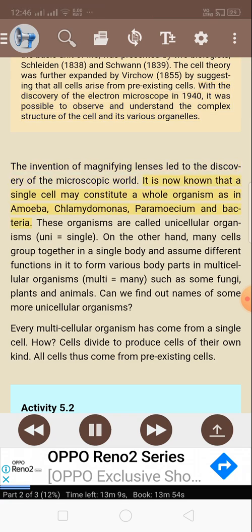It is now known that a single cell may constitute a whole organism, as in amoeba, chlamydomonas, paramecium, and bacteria. These organisms are called unicellular organisms. Uni equals single. On the other hand, many cells group together in a single body and assume different functions in it to form various body parts in multicellular organisms. Multi equals many, such as some fungi, plants, and animals. Can we find out names of some more unicellular organisms? Every multicellular organism has come from a single cell. How? Cells divide to produce cells of their own kind. All cells thus come from pre-existing cells.